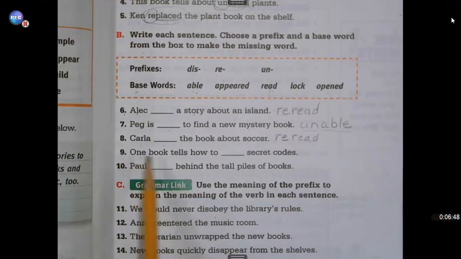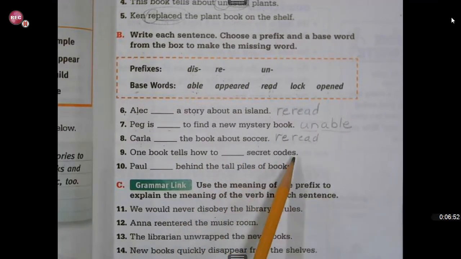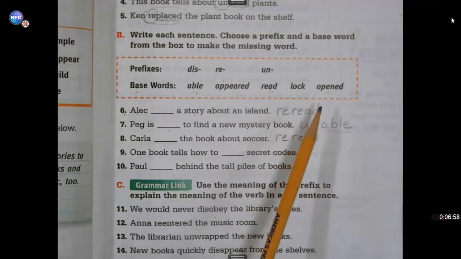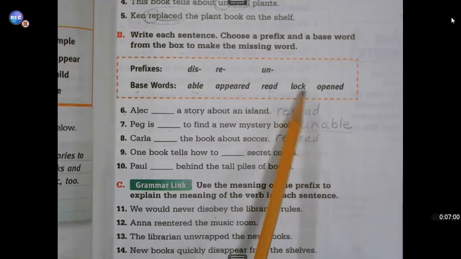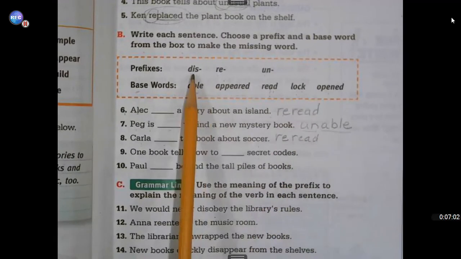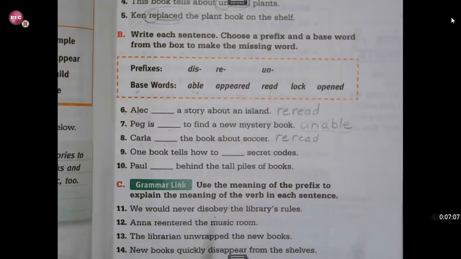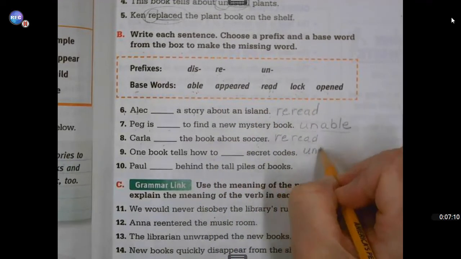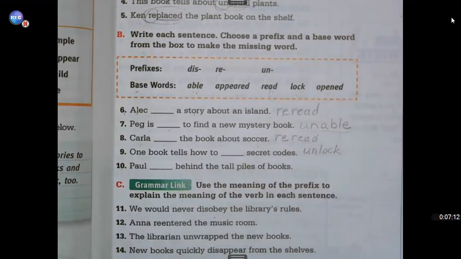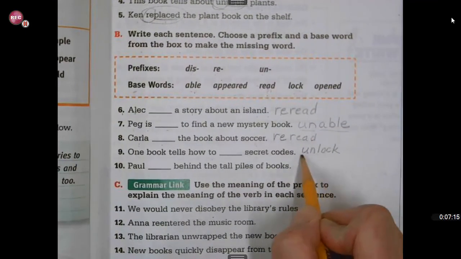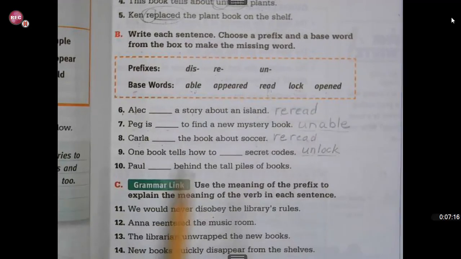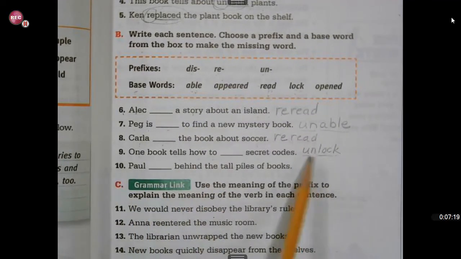Okay, number 9, one book tells how to blank secret codes. So I think that when you have a code, you have to do something with the lock. So dislock, relock, or unlock. So in this case, you would unlock secret codes so that they are not locked. So one book tells how to unlock secret codes.